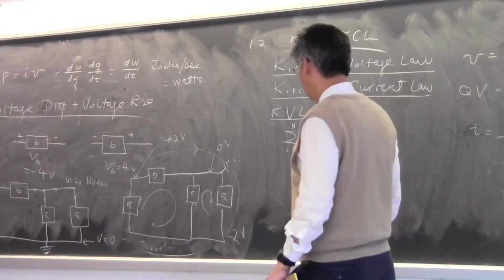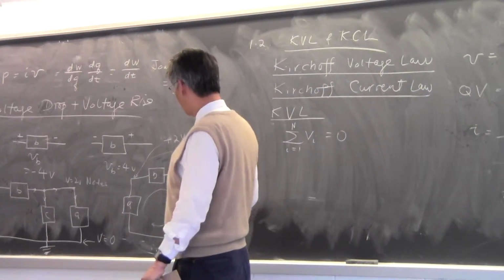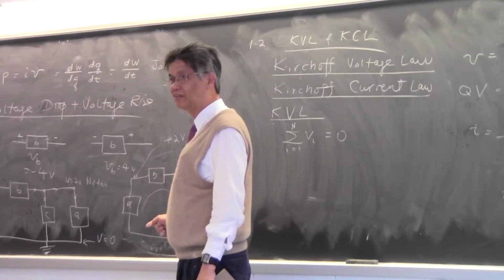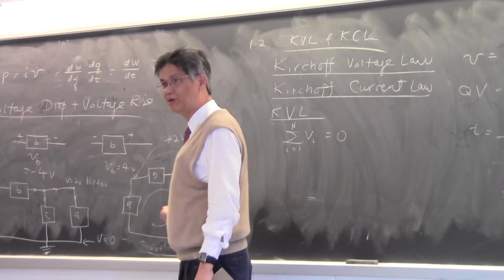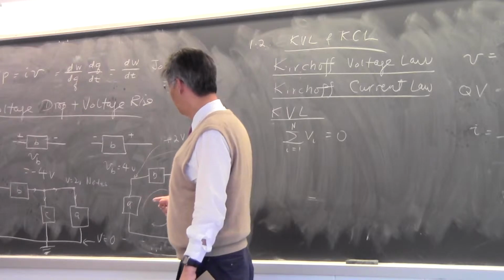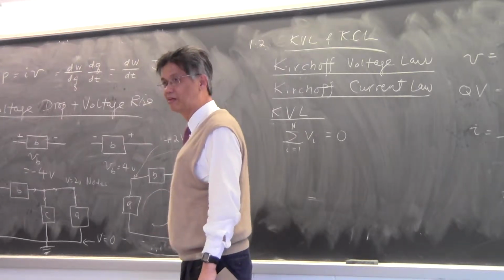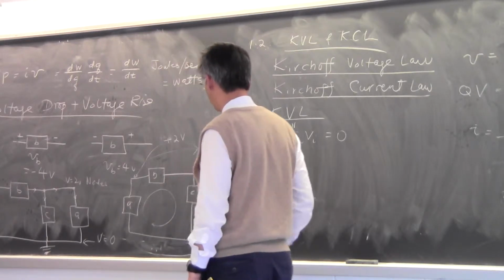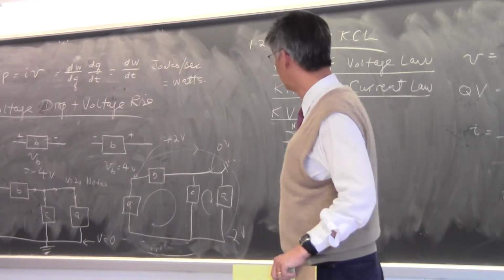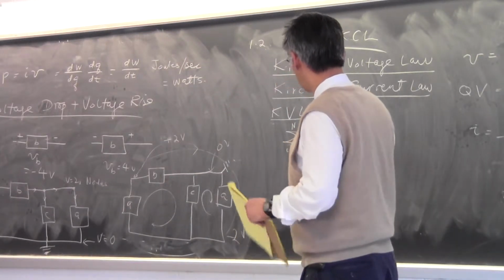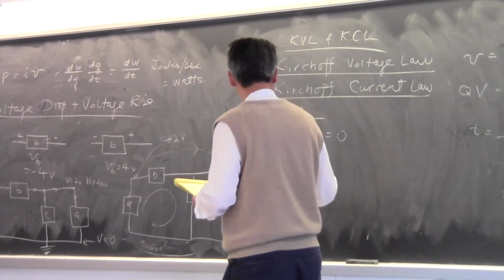But you should notice that the larger loop is actually redundant because it can be made up by the smaller loops. Okay, usually you don't need redundant loops. You just count the loops that are independent of each other and write down Kirchhoff voltage law, and you should have captured all the voltage drops. Okay, this is one way to write Kirchhoff voltage law.